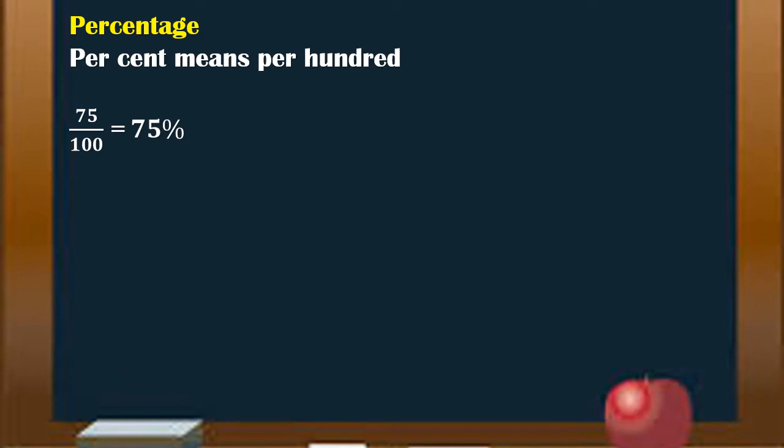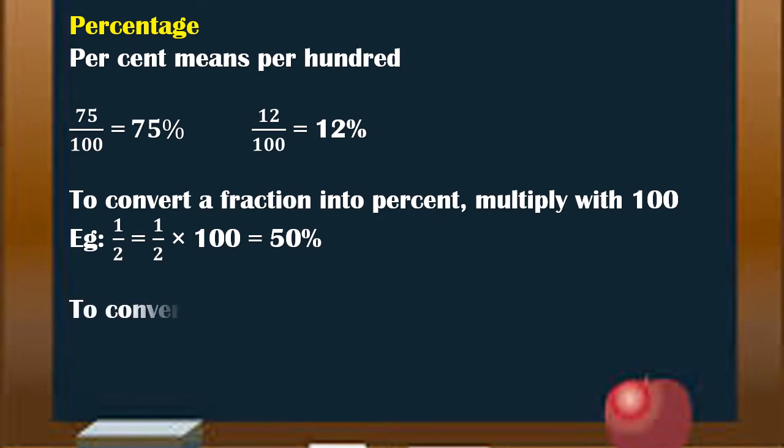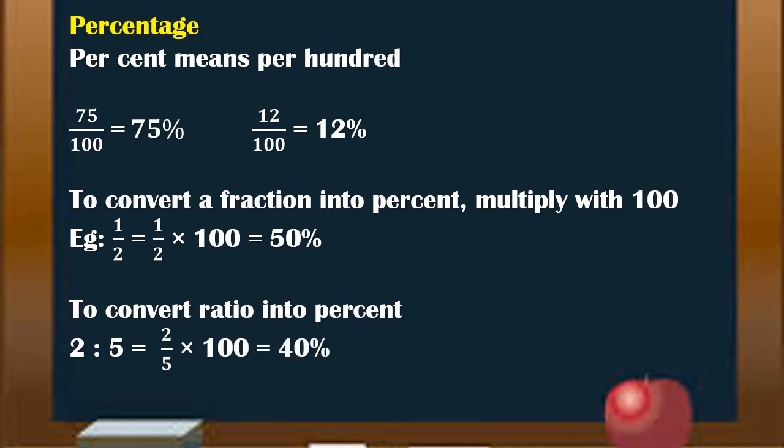Now percentage. Percent means per 100. That means 75 by 100 equals 75%, 12 by 100 equals 12%. So to convert a fraction into percent, multiply with 100. To convert a ratio into percent, what you have to do? Ratio 2:5 means it is 2 by 5. So it is a fraction. Now multiply with 100. So to convert a fraction or a ratio into percent, you need to multiply with 100.